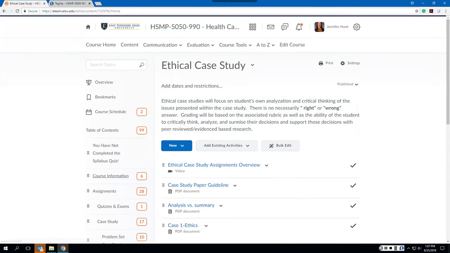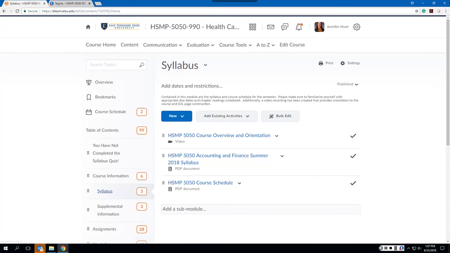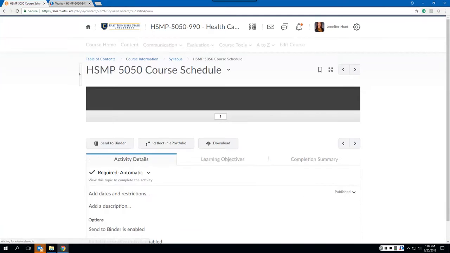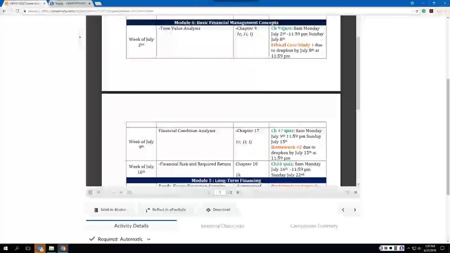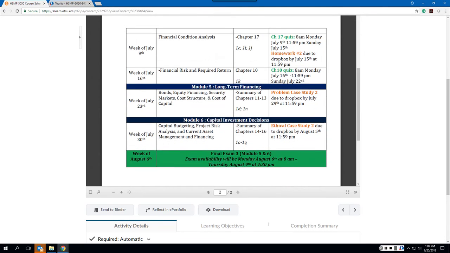Other than that, we can look back at the course schedule again real quick and look at what's coming up the week after that, which would be the week of July 9th. Again, just one chapter, financial condition analysis, where we're looking at chapter 17. So we'll have the quiz and homework number 2 due that week. And then after that, we've only got a couple weeks left with our exam the week of August 6th, which will be the last assignment for the class.